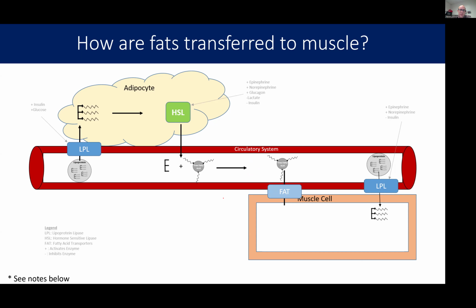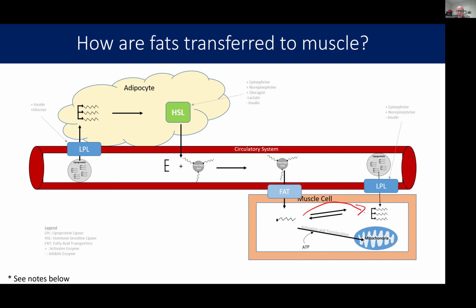Once the free fatty acids make it to the capillaries near the muscle cell, you have a whole family of transporters. Here I just call it fatty acid transporters or translocase. It represents a whole family of these things. You can learn about them in more detail on your own if you want. But all these different transporters are going to signal for the uptake of the fatty acids into the muscle cell. And once in the muscle cell, you can either store it as a triglyceride or you can utilize it.